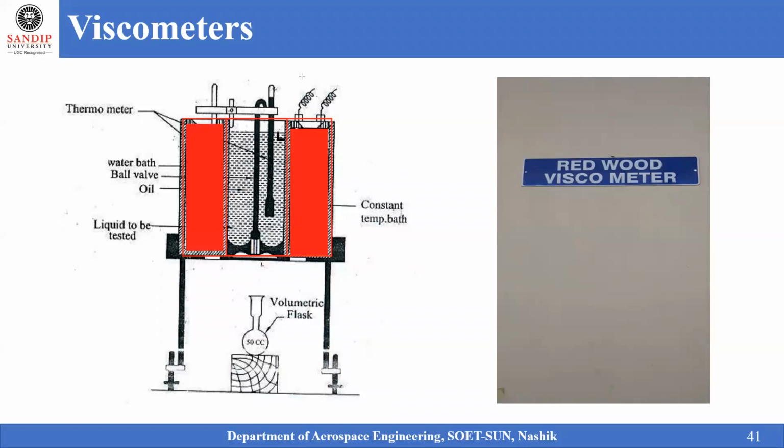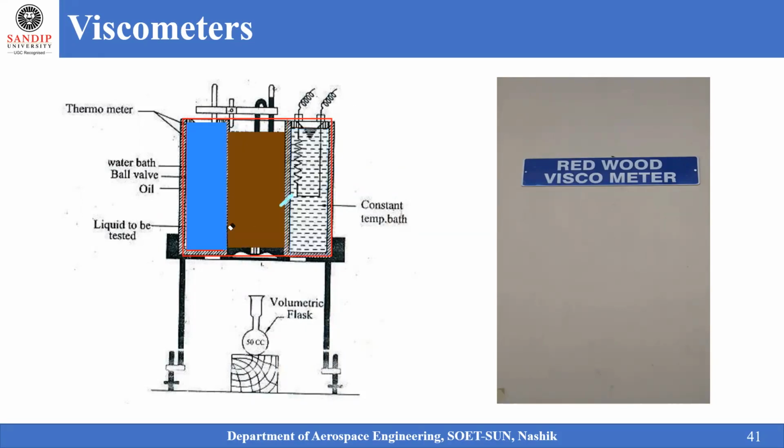Let me change the color to blue. This is completely filled with water. So the outer casing is filled with water. As we said, there are two concentric cylinders inside. Now talking about the inner casing, we have the oil placed inside it. The inner flask needs to be filled with the oil and the outer flask with the water.